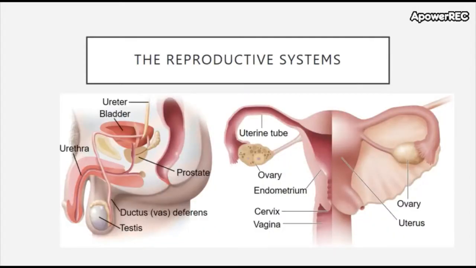In this slide, we can see the male and female reproductive systems. To the left is the male reproductive system. From the urethra, we lead to eventually the vas deferens, which connects to the testes.